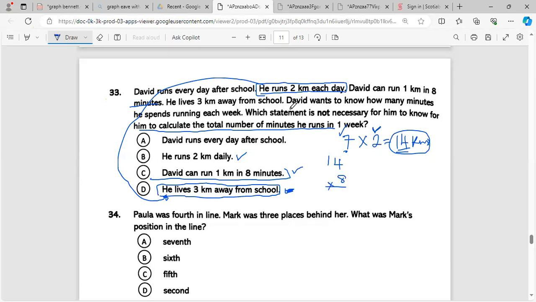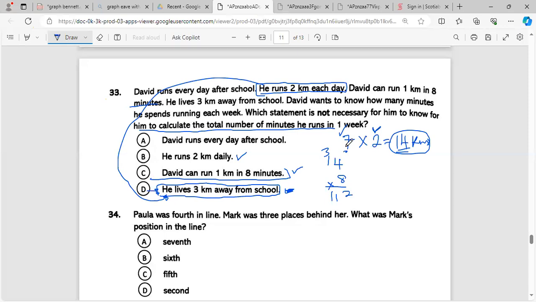Because 14 times 8 is 112. 112? So that would be it. 8 times 4 is 32. Let me just show them. 8 times 1 is 8, and that makes 11. So this is not important, because they gave us and said he specifically runs 2 kilometers. So even though he lives 3 kilometers from school, he doesn't run from school going home. He walks with his friends and chats first and then he runs. You understand what I'm saying, guys? We can look at it in that sense.